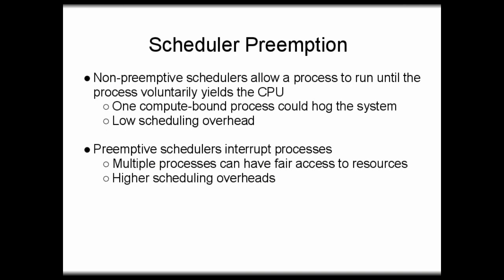When processes might become CPU-bound on a multi-programming system, a preemptive scheduler is used. This type of scheduler is more complex to implement and has higher scheduling overheads, but it more effectively shares CPU resources by interrupting long-running processes, removing them from execution, and scheduling other processes to run.